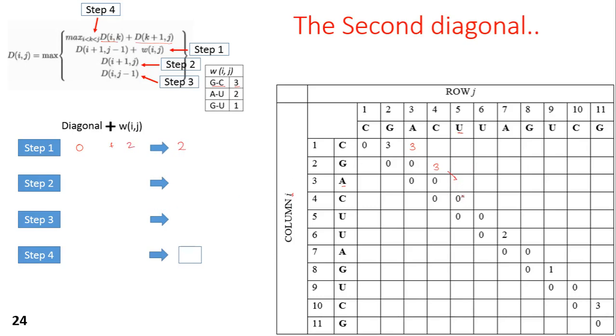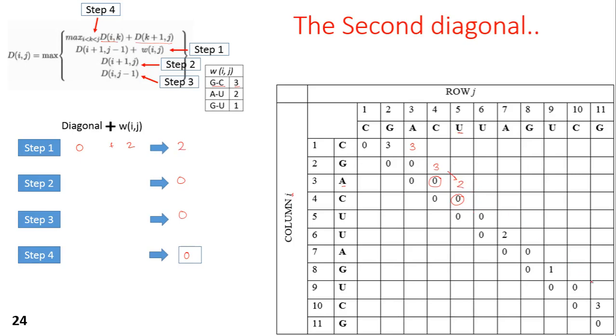Then we would have to consider step 2, that is diagonal, and step 3, that is row position. We have both 0. Okay, and step 4 we cannot calculate for the time being, therefore it is 0. So which is the maximum of 2, 0, 0 and 0? We have got 2, therefore we would populate 2.